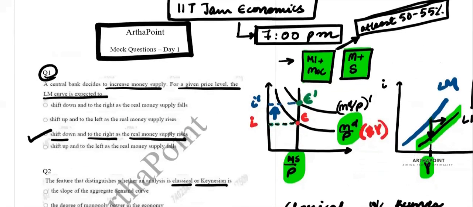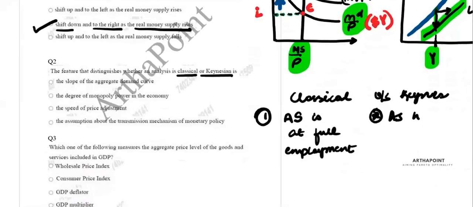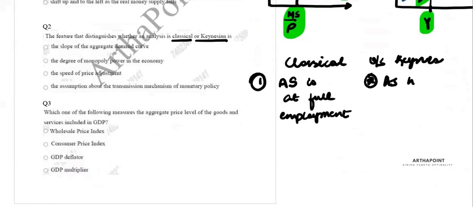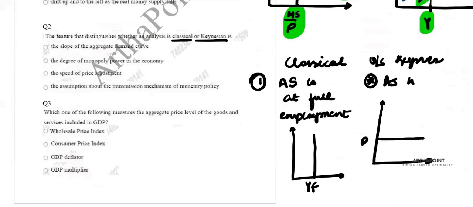Okay, so they do not disagree on the slope of the aggregate demand curve. What they disagree on is basically the slope of the AS curve. So classicals say that you will be at the full employment level, and Keynes says that, at the current prices, you will be willing to supply whatever amount you can as a seller. So this is not correct. We are not talking about anything related to the AD curve.